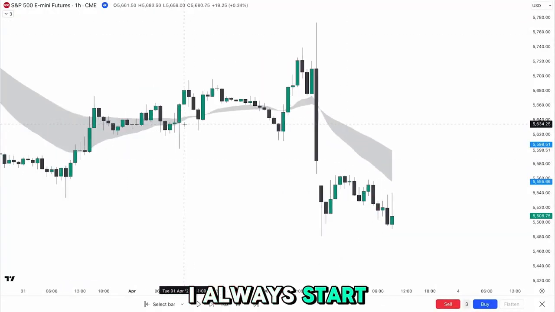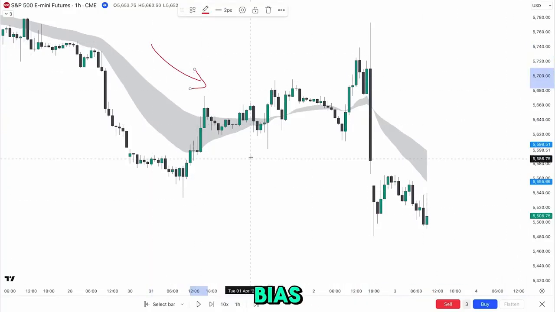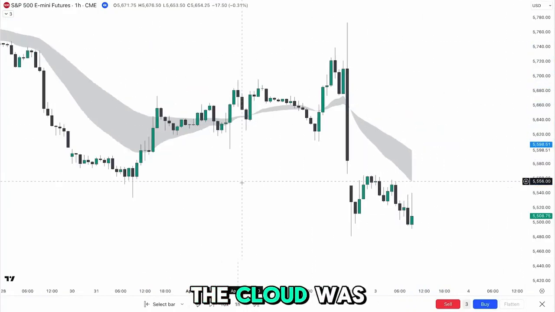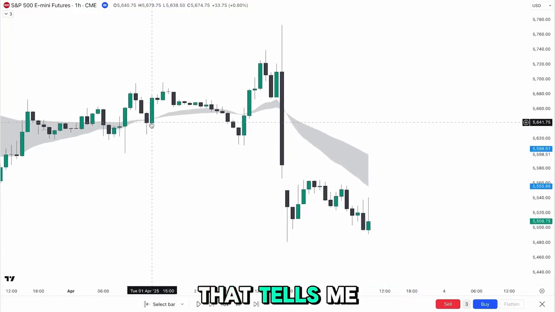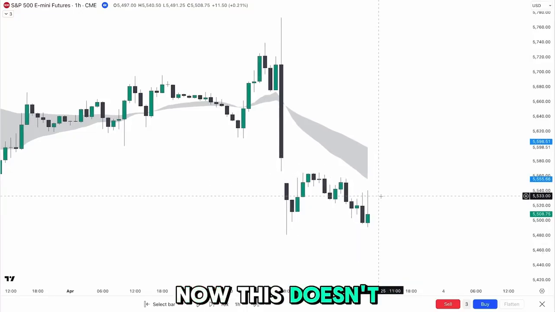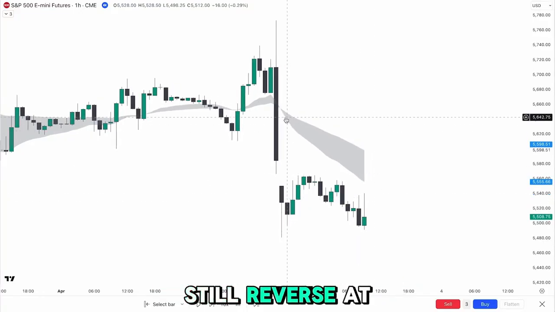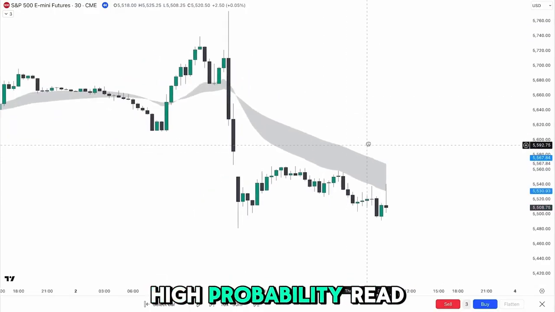And to do that, I always start with the higher time frame cloud. The higher time frame cloud will give me my directional bias. So take a look at this example. The cloud was sloping down, then it went flat, and now it's clearly sloping down again. That tells me sellers are back in control. The market has momentum to the downside. Now this doesn't guarantee anything. The price could still reverse at any point. But when the trend and momentum both point the same way, that's usually a high probability read.